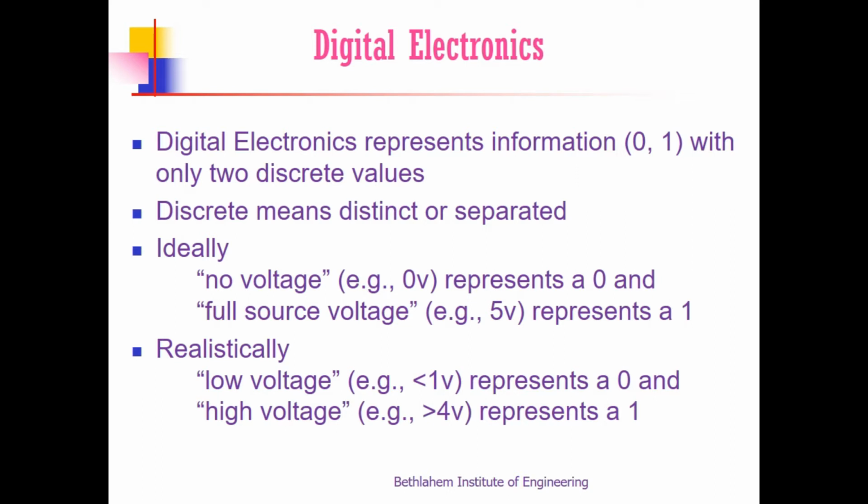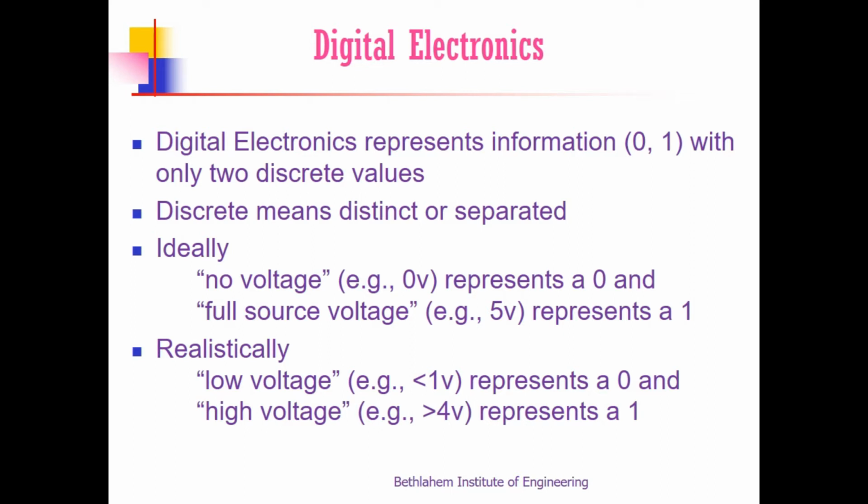In ideal cases, no voltage, for example 0 volts, represents the 0 value, and full source voltage, for example 5 volts, represents 1. But in practical cases, low voltage, that is less than 1 volt, represents 0, and high voltage, that is greater than 4 volts, represents a 1.